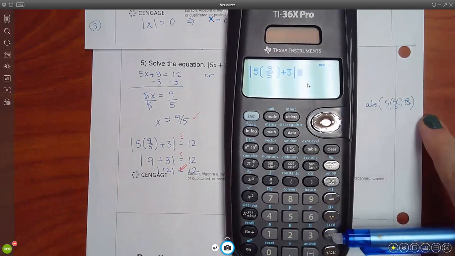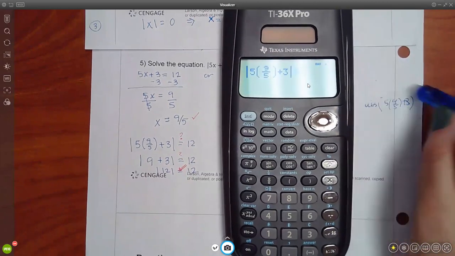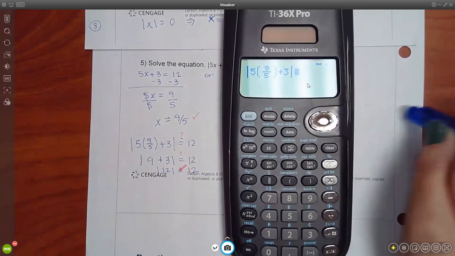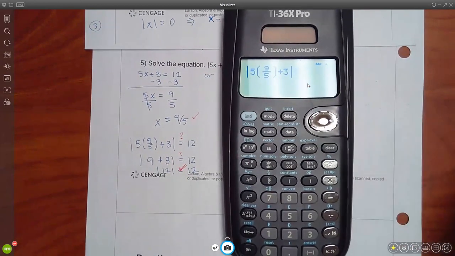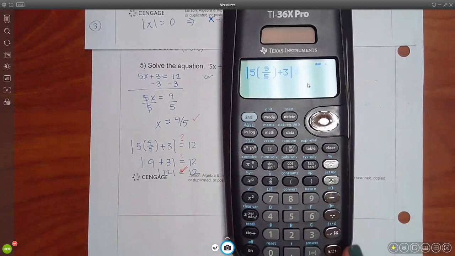And it stays like that. It doesn't ever put the bars on the other calculator. But this one, super awesome. It makes it look exactly like it does on the paper. It's good because then you know if you typed it in there right. So I'm going to hit enter and I got 12. So this checks out.